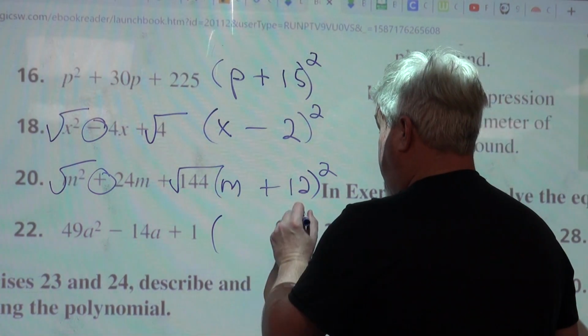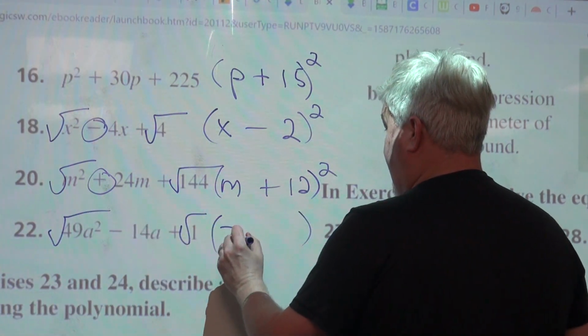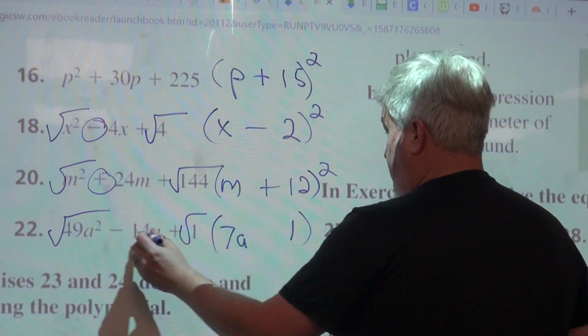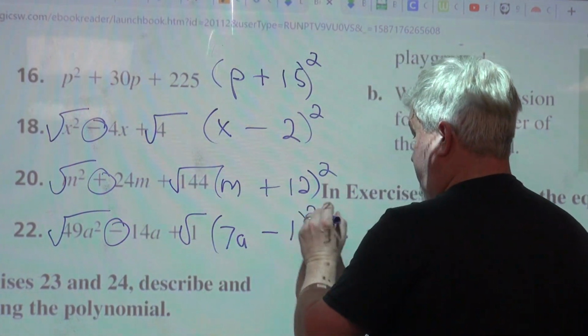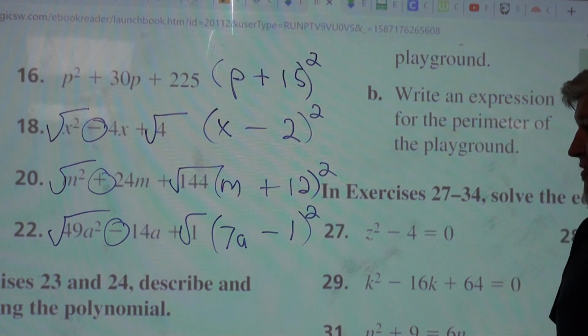And 22. Perfect square. 7a. 1. This sign is negative. Put the square sign, and you're done. That is all the harder that needs to be right there.